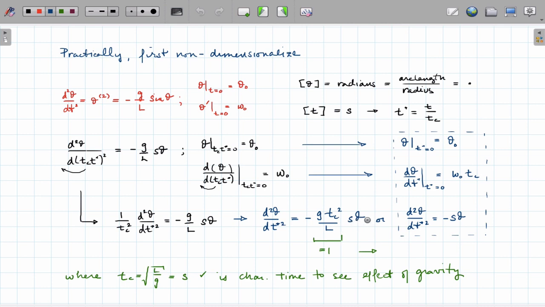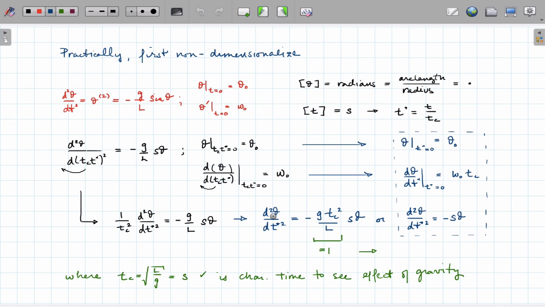In this case, we can see that the mechanism of gravity over here has got this big coefficient sitting out in front of it. Sine theta is varying with theta, but g Tc squared on L is a constant. On the left-hand side, we have the time rate of change of the velocity, or we have the acceleration, and what's really determining that is this mechanism of gravity.